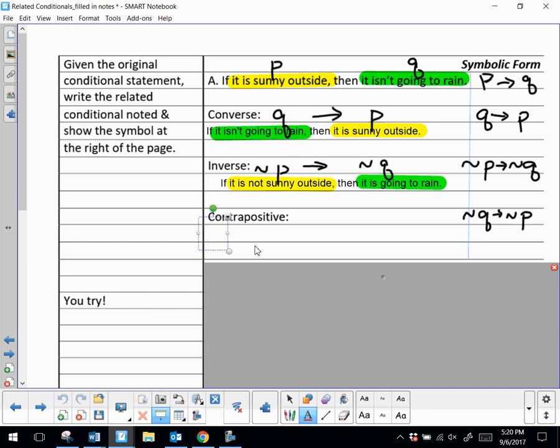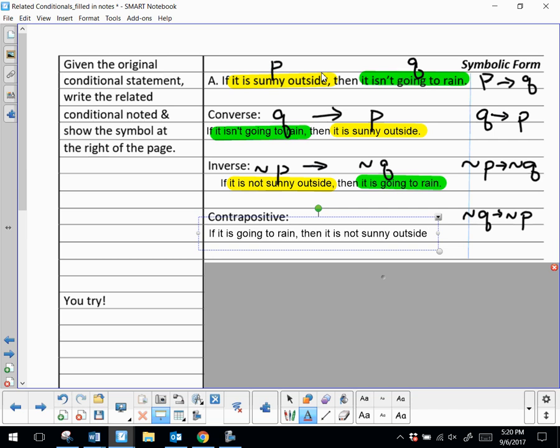Okay, I've got not Q. So here's my original Q. I need to make this the opposite and put it in the front of the sentence. So we do: if it is not going to rain, that gives us our contrapositive. Then I go to my P. The original P was if it is sunny outside. So the not P will be it is not sunny outside.